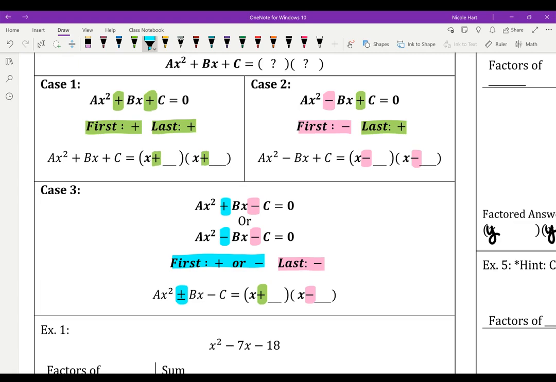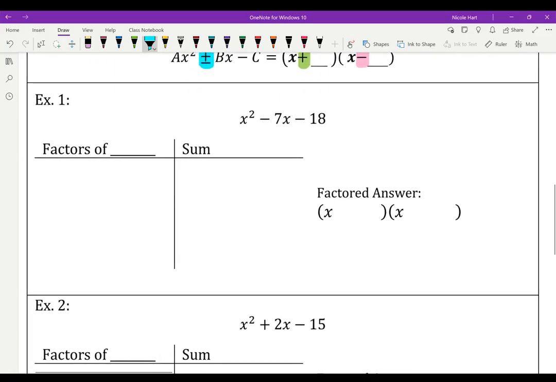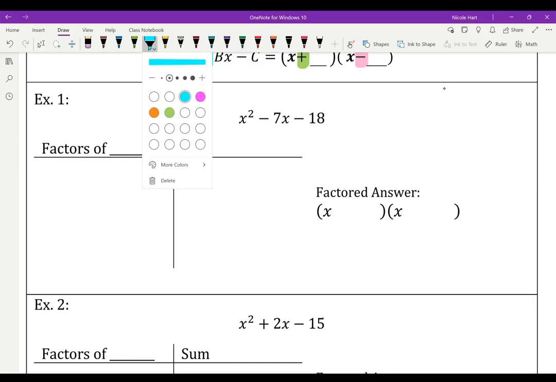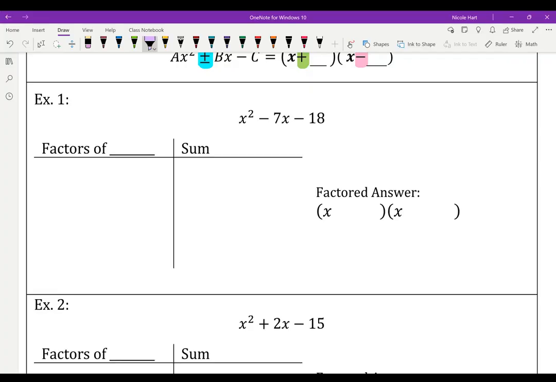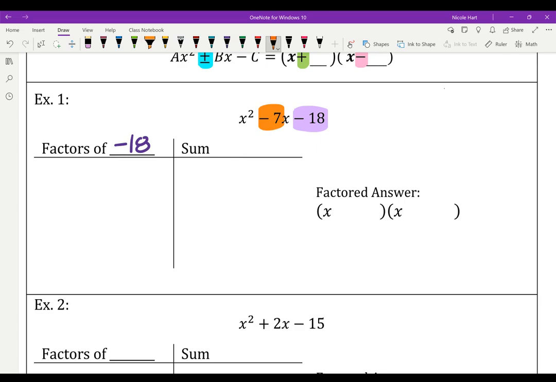So as you're working through this assignment, you might want to keep this handy to reference what my signs are supposed to look like. Okay. So we're going to look at example 1 first. Just like we talked about previously, depending on when you're watching this, we are going to try to find numbers that multiply to equal the last term, which is -18, so factors of -18, and that add together to equal that second term, -7.